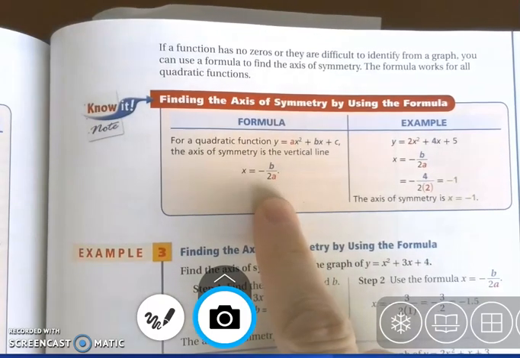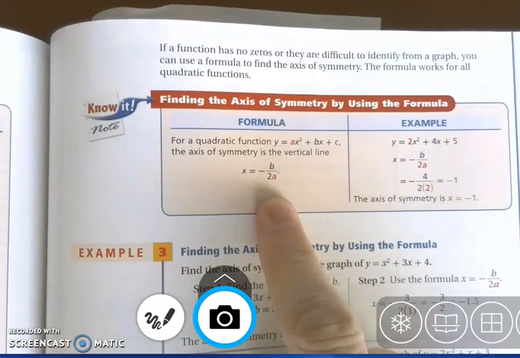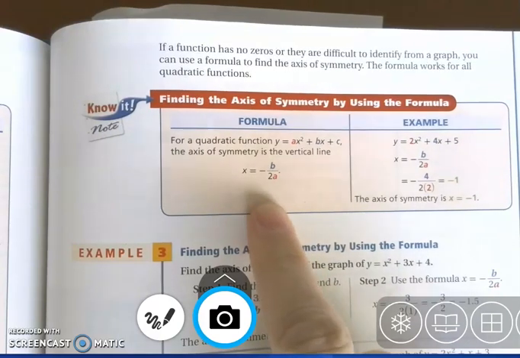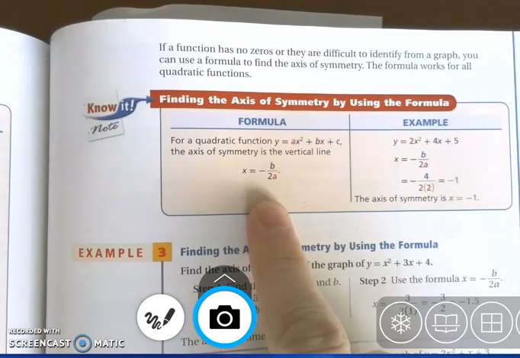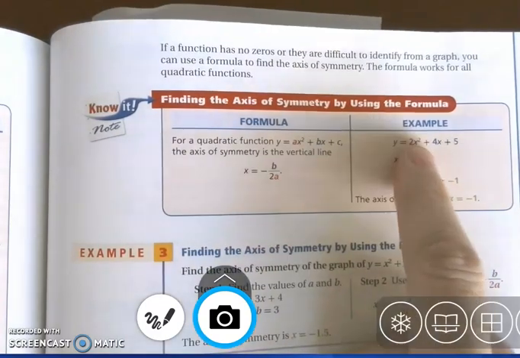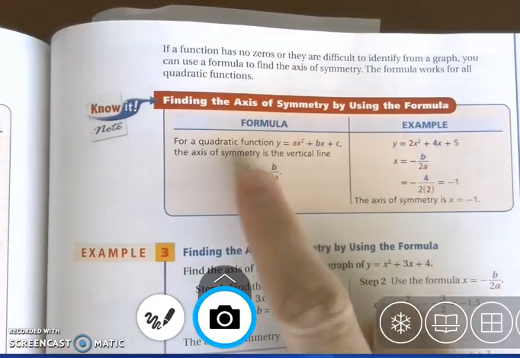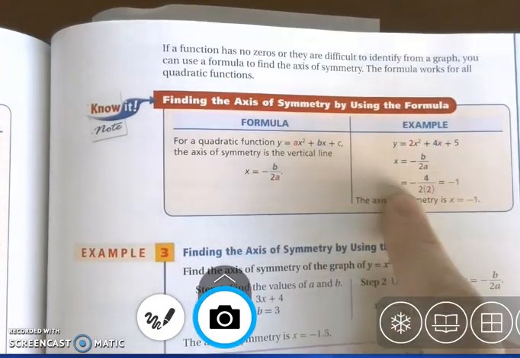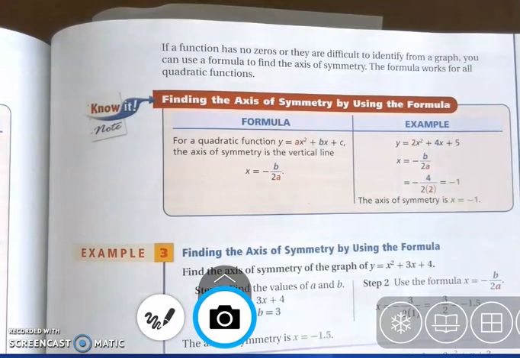So we're going to use this to solve. What I want you to first do is pause this video and copy down this formula into your notebooks. It's super, super important. So please find the axis of symmetry by using the formula. Write this formula right here, and if you want, even give yourself an example. We're going to walk through a few examples next. So pause this video and copy this formula, and then we're going to pick up with example 3.